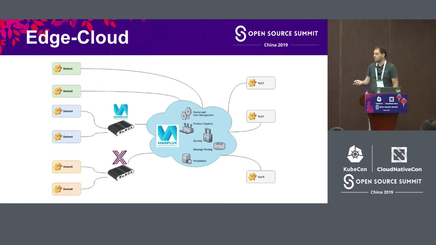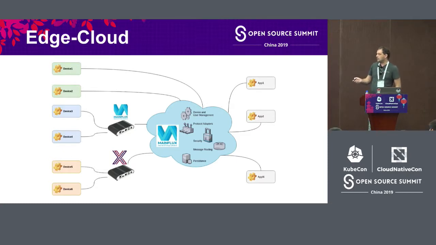From the connectivity perspective, we can connect devices directly to the cloud, right? If we have a little bit more powerful sensor, let's say with Wi-Fi connectivity on it, it can go directly through your home router or through some industrial router and connect directly to the application in the cloud.